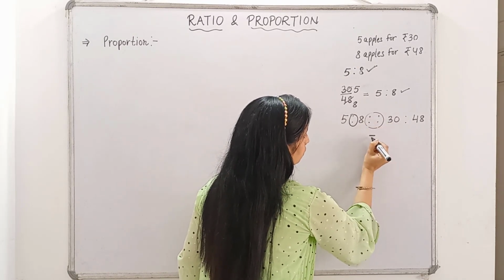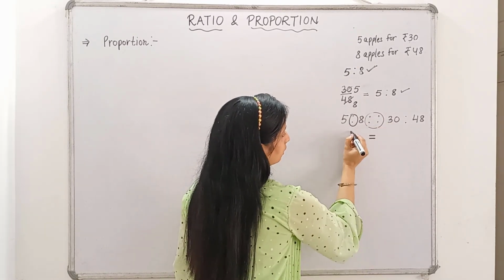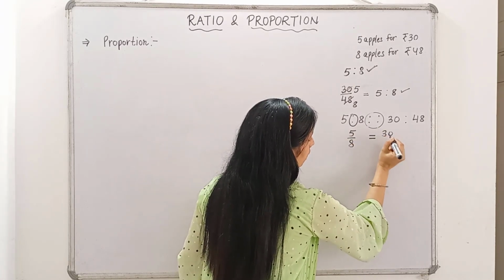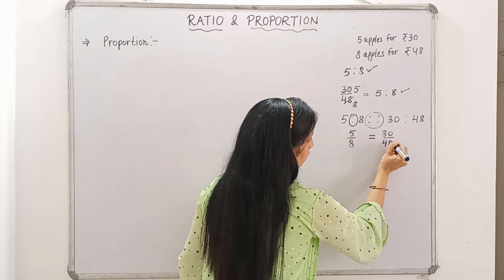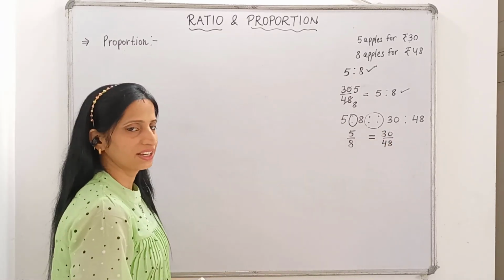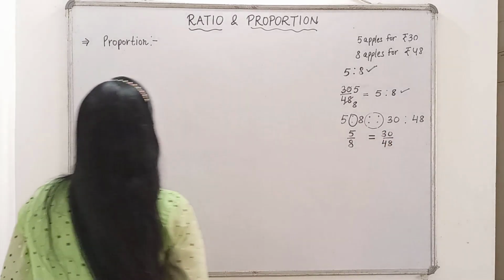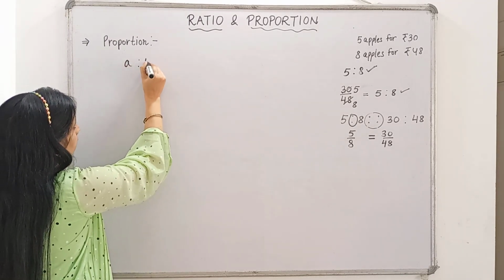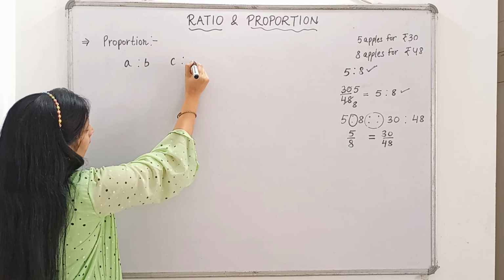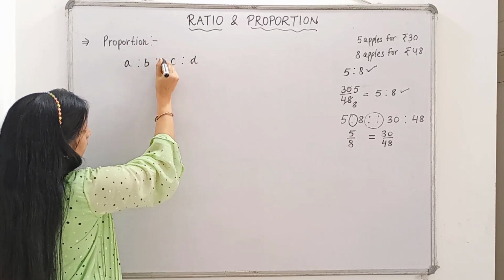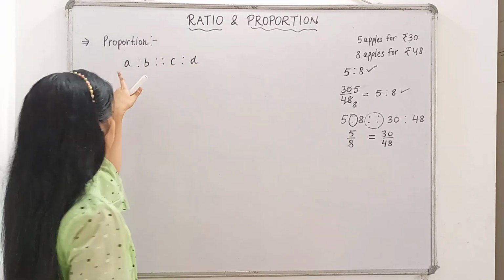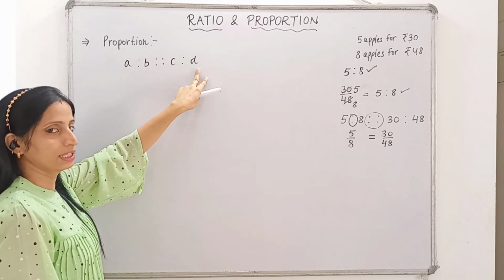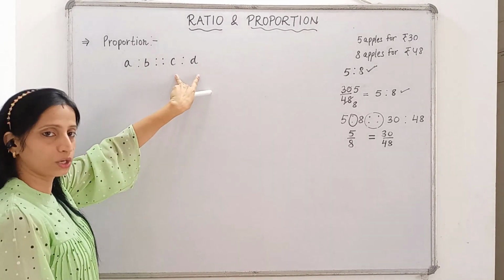Or we can also use the symbol of equal to. This means 5:8 is equal to 30:48. Okay. Now, instead of this, let's take 4 terms A, B, C and D. And let's take that A:B is in proportion to C:D. This means these two ratios are equal.